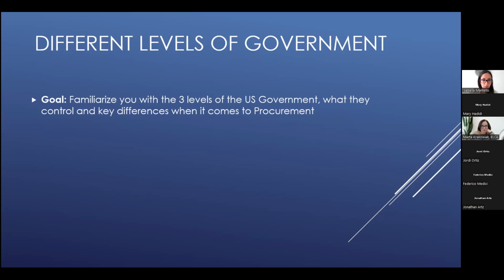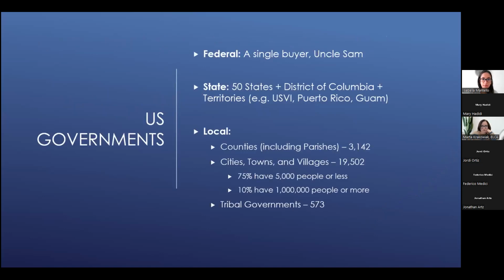but let's jump in. So there are 3 different levels. There's the federal, so it is a single buyer. Uncle Sam, it is many agencies, but it's essentially the biggest buyer of goods and services here in the US. The next level would be the states. So we have the 50 states, the District of Columbia. We also have the territories, might be the US Virgin Islands, the Marshall Islands, Puerto Rico, Guam. All of them kind of operate under this umbrella of like the state level, even though the territories are not officially states. And then local.